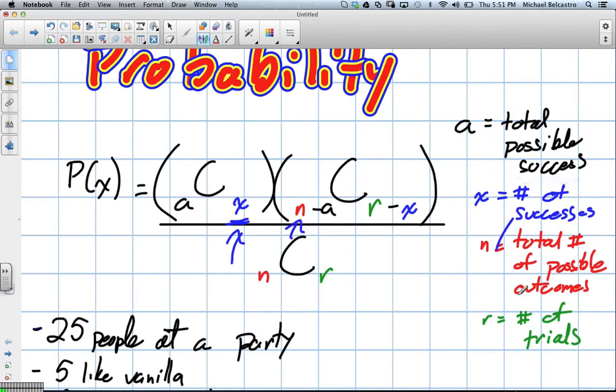N is the total number of possible outcomes, so in a trial, maybe only 6 out of 100 are successful. The 100 would be our value of N. And R is the number of trials. How many times did we test this out?